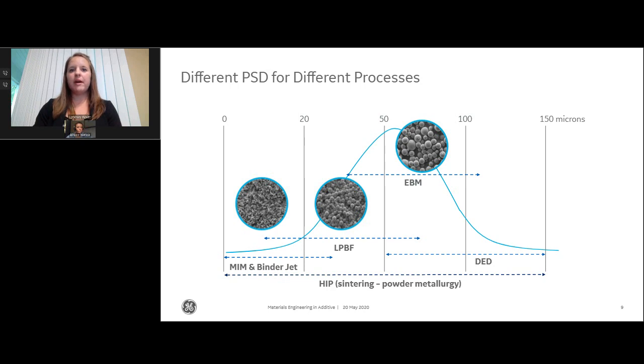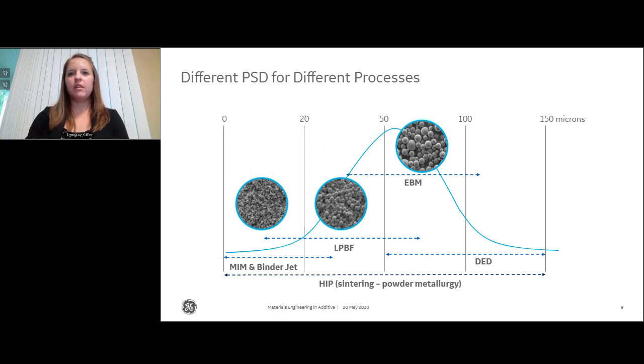On the MIM and binder jet side, we typically use a much smaller, finer particle size distribution. As you get into laser powder bed fusion, the particle size increases slightly. And then even from there, electron beam increases even further due to the increased energy input and increased layer thickness that we use for that process. And then DED uses the higher end of the powder size distribution spectrum.